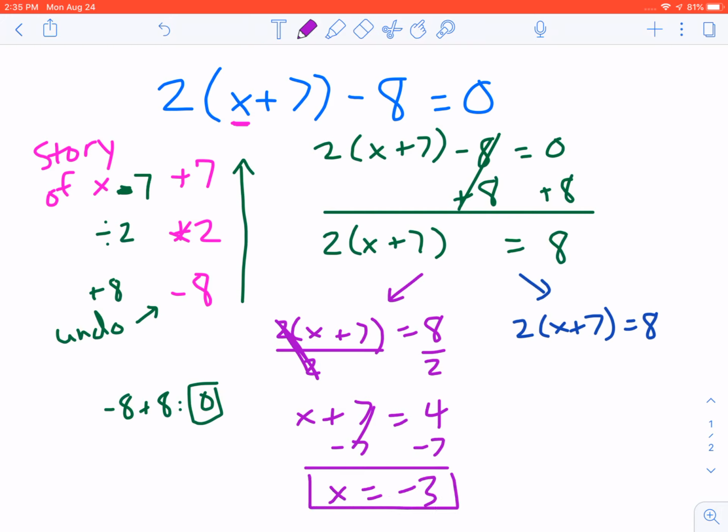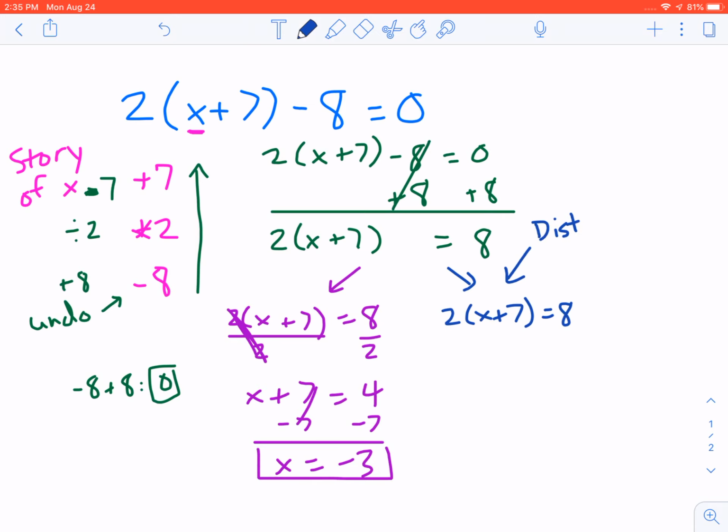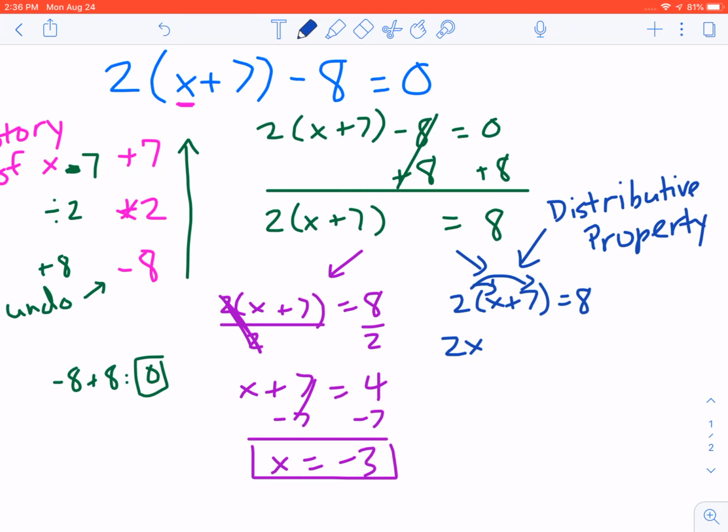Now, the reason I put 2 equations here is I think it's really likely that people used distribution or the distributive property here instead of doing this undo way. And I want you to understand, there is nothing wrong at all with distributing this. It's a completely valid way to solve this problem. And if you did it, it's totally fine, okay? So I'm going to distribute the 2 to the x and to the 7. So I get 2 times x, which is 2x. 2 times 7, which is 14, which is 8.